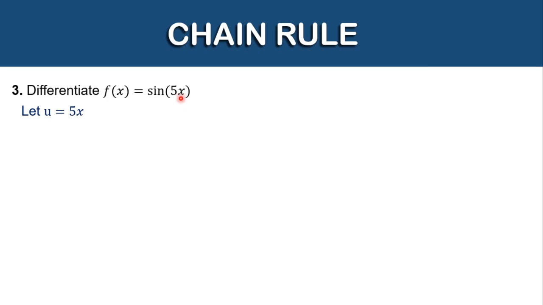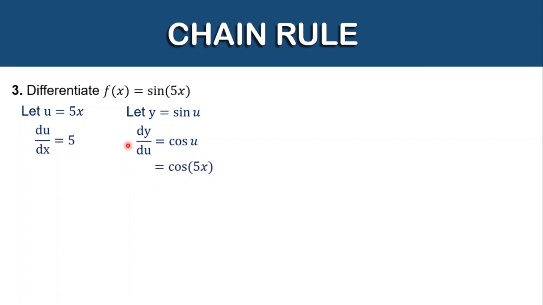Ito yung u natin. So u is equal to 5x. And let's find du over dx. Du over dx is equal to 5 because the derivative of 5x is 5. Next is our y. So y is equal to sine u. This is our u. And the derivative of sine is cosine. And substituting the value of u, we have cosine of 5x.